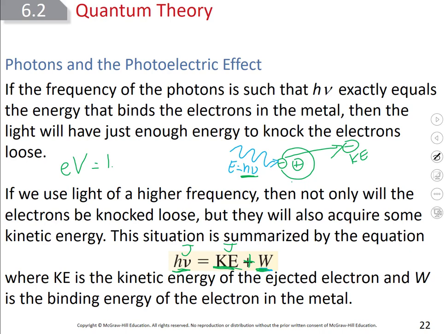1 point what? 602. No, it's 2 times 10 to the what? Good. So that's the conversion unit we're going to use between electron volts and joules. It's all coming together.